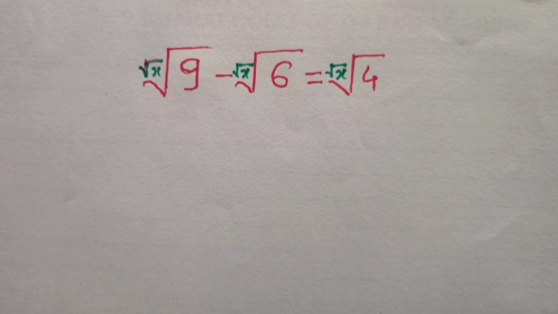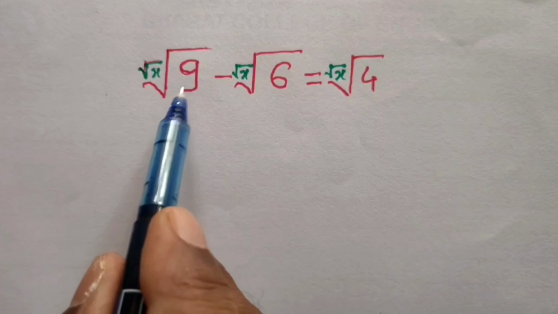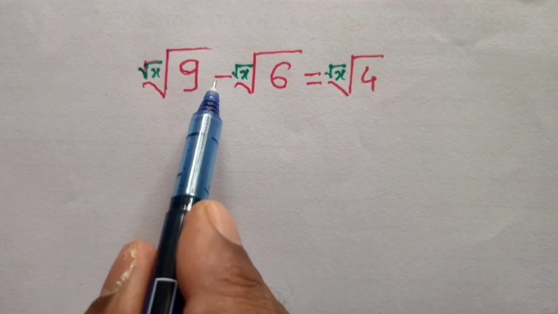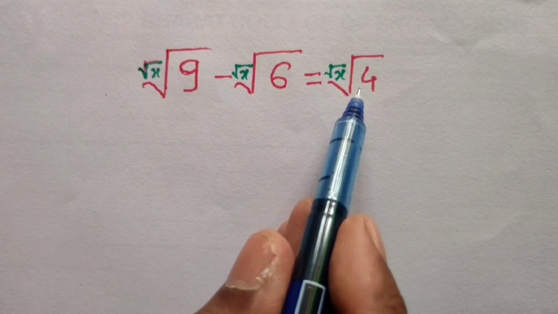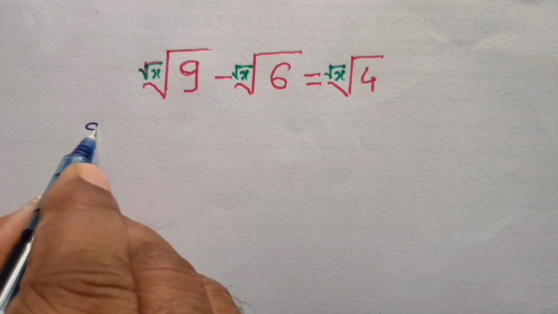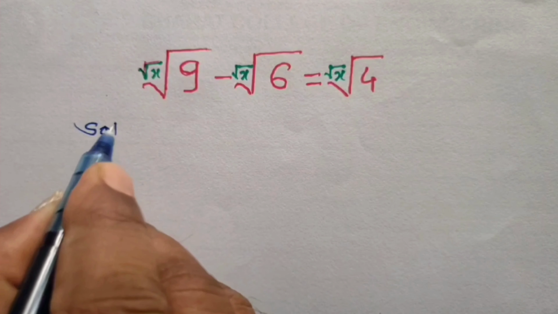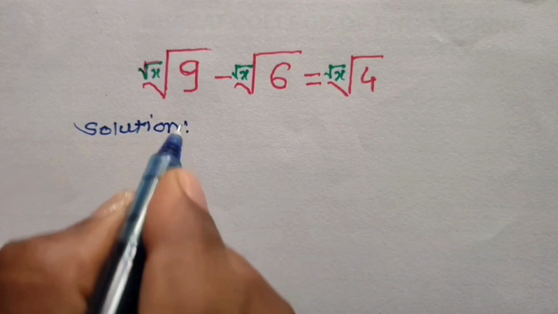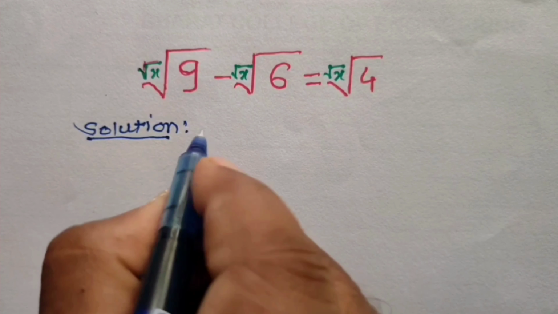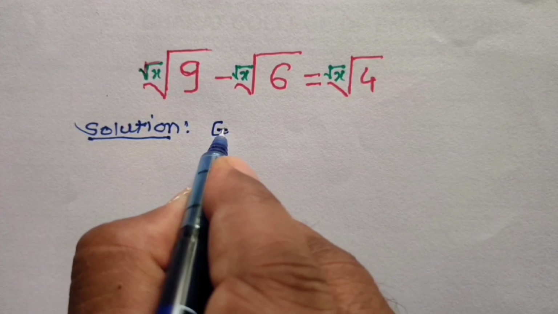Hello everyone. In today's session we have to solve an exponential equation which is square root of x root of 9 minus square root of x root of 6 is equal to square root of x root of 4. Solution for this, let us write the equation as it is.